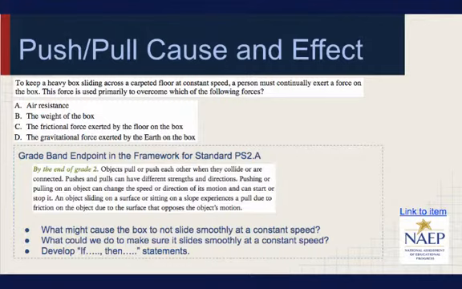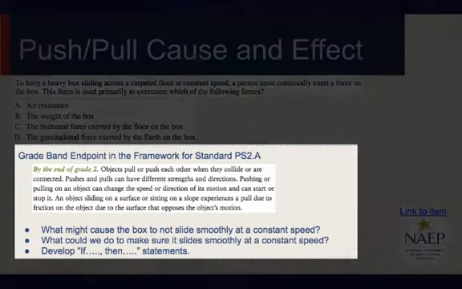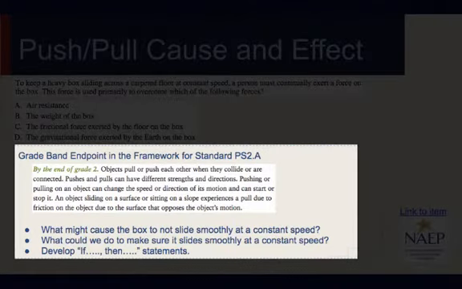The options are as follows. A. Air resistance. B. The weight of the box. C. The frictional force exerted by the floor on the box. D. The gravitational force exerted by the earth on the box. The grade band endpoint refers to pushes and pulls instead of forces. Teachers will need to introduce scientific terms to students if they have not done so previously.